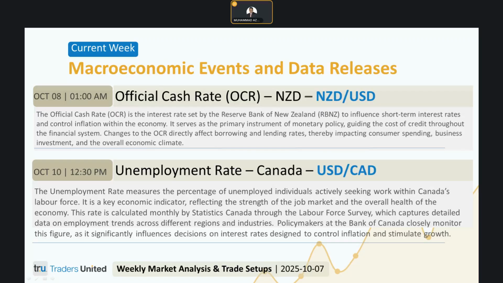Alternatively, a 25 basis point cut paired with an upwardly revised OCR track and rhetoric downplaying the need for further easing would also be interpreted as hawkish, likely fueling a sustained NZD rally. So the overall analysis and key scenario is the market is positioned for a dovish outcome, creating an asymmetric risk profile. A confirmation of dovishness may see a limited NZD sell-off, as it is largely priced in, while any hint of hawkishness could spark a powerful short squeeze in the forex market.